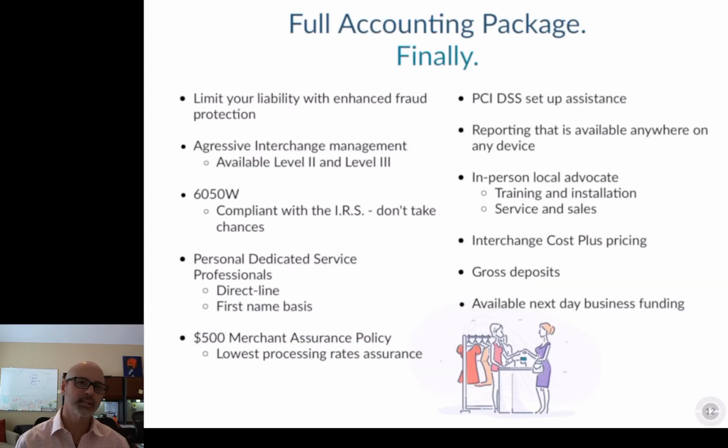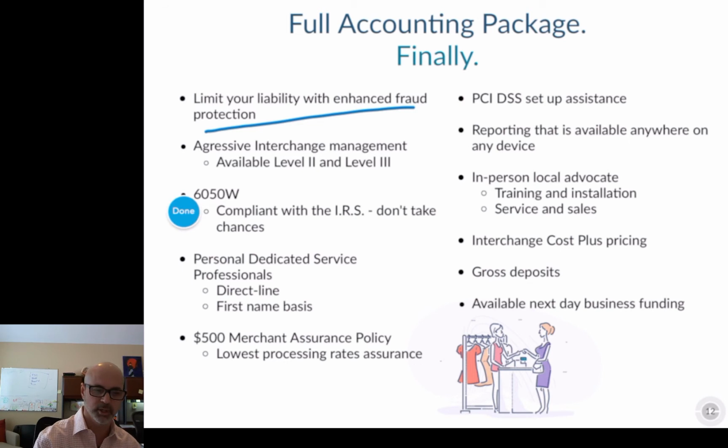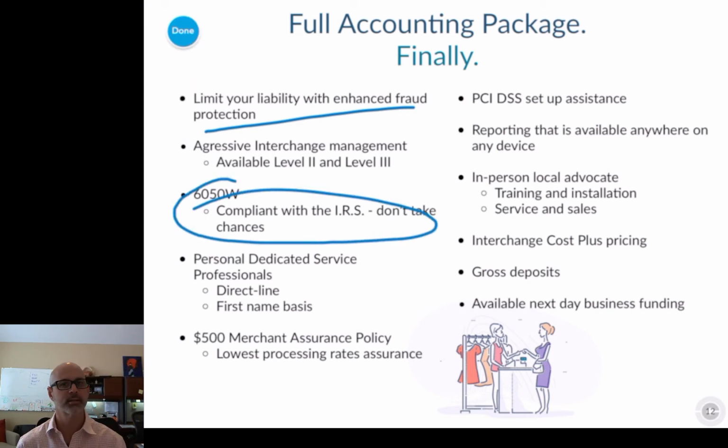So as we get into the last part of this, Joe, you're going to see that the full accounting package that we have is really designed to limit the liability with some of these enhanced fraud protections, making sure that we have aggressive interchange management, doing level 2 and level 3 when needed, and then making sure you're compliant with the IRS. This is something that's really huge. It's because in 2005 this was passed. This isn't new.